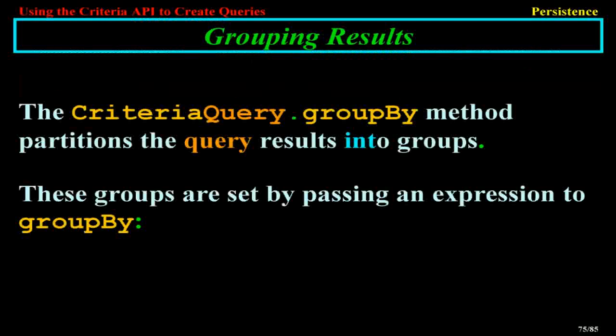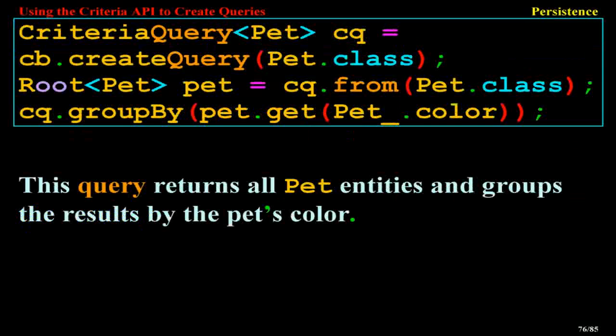Grouping results. The CriteriaQuery.groupBy method partitions the query results into groups. These groups are set by passing an expression to groupBy. CriteriaQuery<Pet> cq = cb.createQuery(Pet.class); Root<Pet> pet = cq.from(Pet.class); cq.groupBy(pet.get(Pet_.color)); This query returns all Pet entities and groups the results by the pet's color.